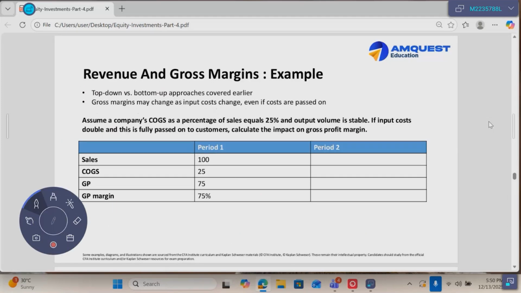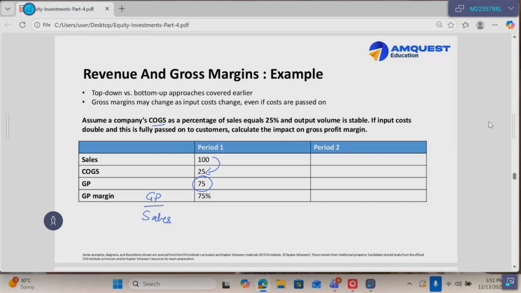So here's an example. Assume a company's COGS as a percentage of sales equals 25% and the output volume is stable. If input costs double and this is fully passed on to the customers, calculate the impact on profit margin. So they have given you some historical data. Sales are 100. COGS is 25%, so this is 25. So 100 minus 25 gives us a gross profit of 75. The GP margin formula is GP divided by sales. So this company has a gross profit margin of 75%.